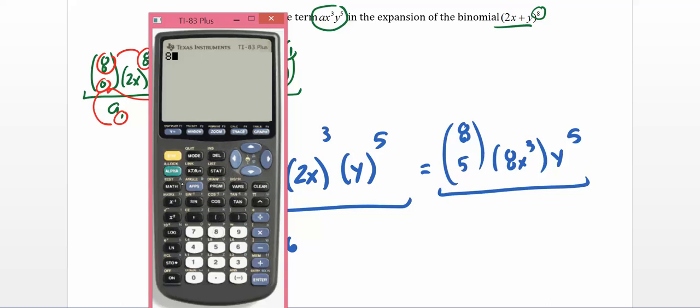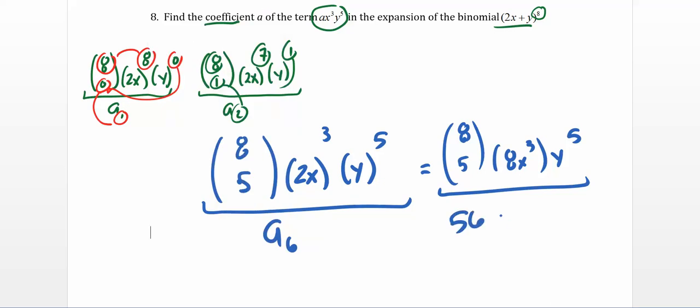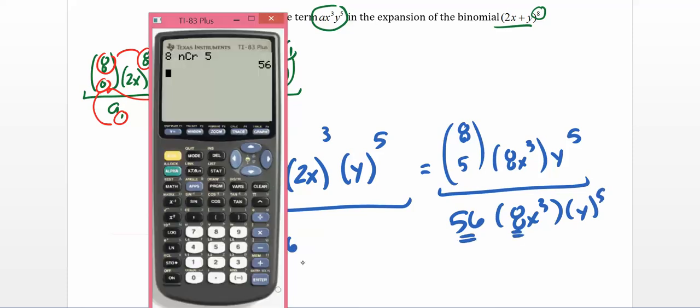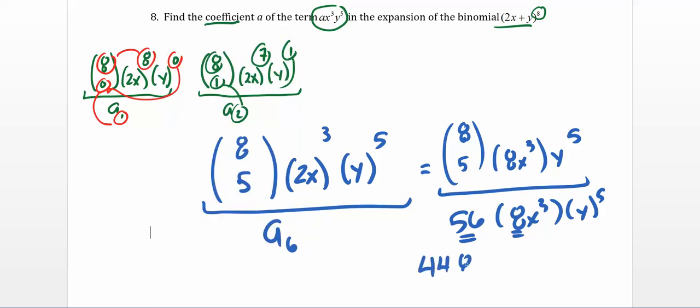So we're going to go 8, math, over, and then notice number 3 there, and then we're going to choose 5, and that's going to be 56, okay? So this is going to be 56 times 8x to the third times y to the fifth. So I have to multiply 8 and 56. And I'll go 8 times 56, and I'm getting an answer of 448. So I get 448 x to the third, y to the fifth, and the question is asking me for the coefficient a of the x to the third, y to the fifth term, so the answer would be 448.